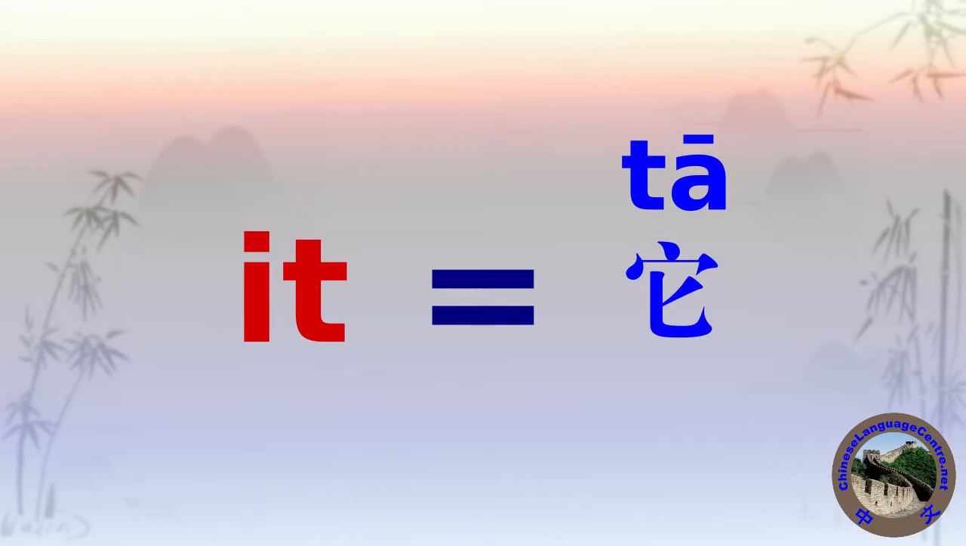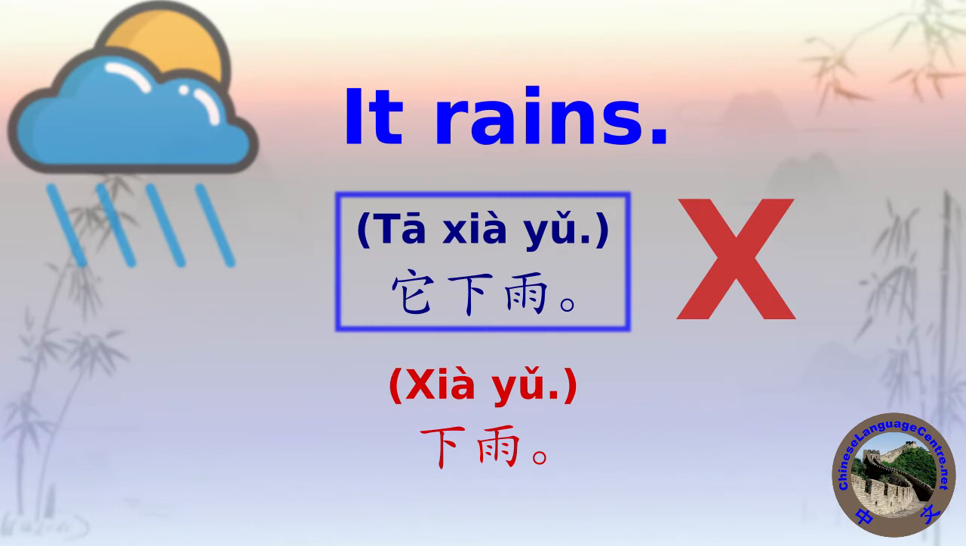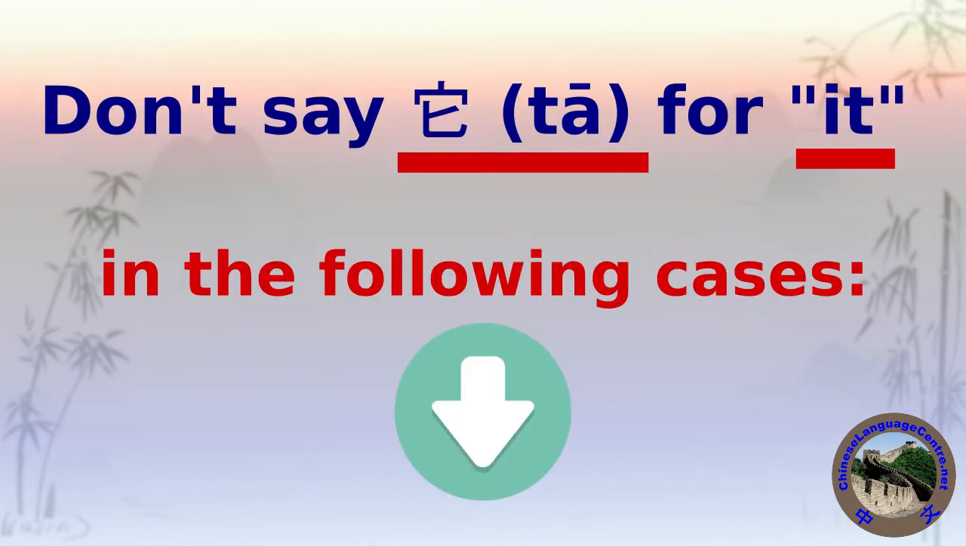We all know the word it means 它 in Chinese. However, native speakers don't say it for some natural things like rain, snow, and wind, and so on. For the sentence, it rains, literally it's 它下雨. But people never say 它. Just say 下雨 without 它. When the word it is used as the subject that refers to the following, you cannot say 它 as the counterpart in Chinese.